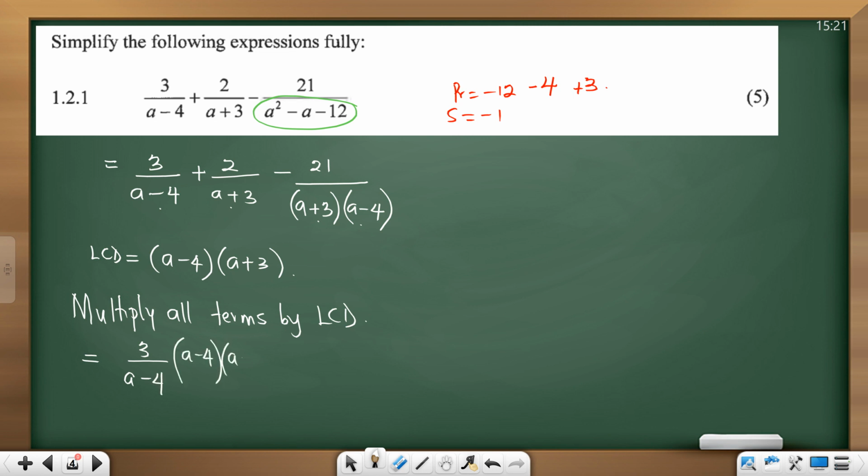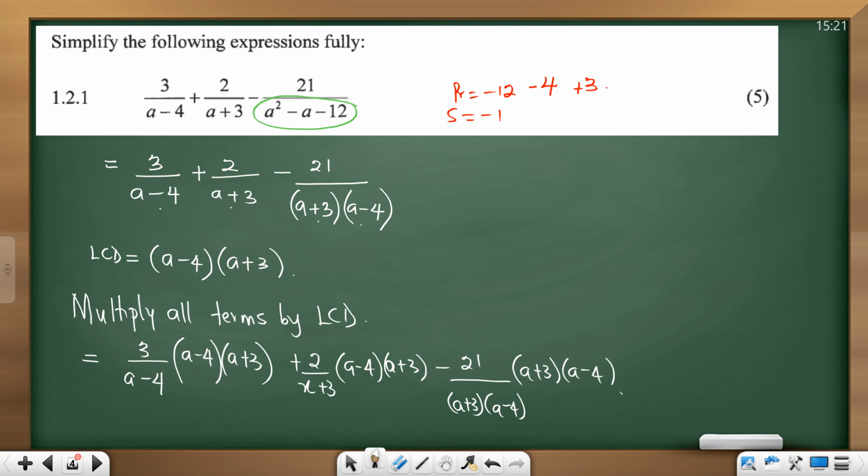So just to show you a process, that's the first one. Plus 2 over x plus 3. What's my LCD? So we're basically multiplying with everything. Minus 21 over a plus 3, a minus 4. All right, so that's what we do. We are not cheating anybody. But everything must still be over the LCD. I know it looks long because it's fractions, but this is the basic understanding.